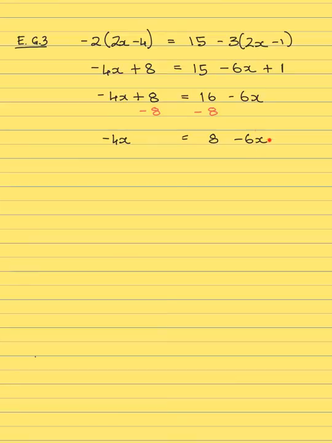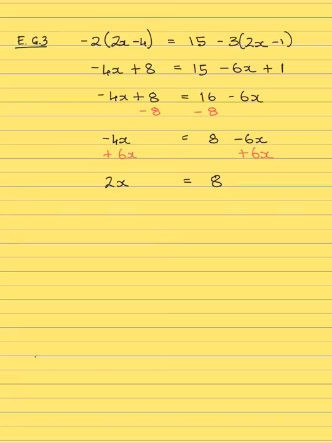However, we have letters on the right hand side and we don't want any letters on the right hand side. So we have to get rid of minus 6x. The way to get rid of minus 6x is to add 6x. So we plus 6x onto the right. And if we plus 6x onto the right, we have to plus 6x onto the left. We now have on the left hand side minus 4x plus 6x. And minus 4x plus 6x is 2x. On the right hand side it's 8. And then we have minus 6x plus 6x, which is just 0.